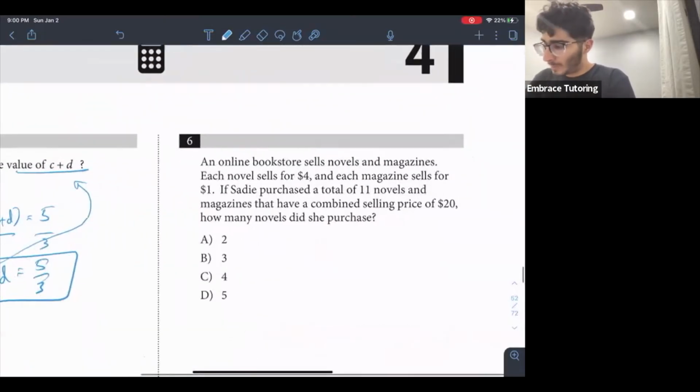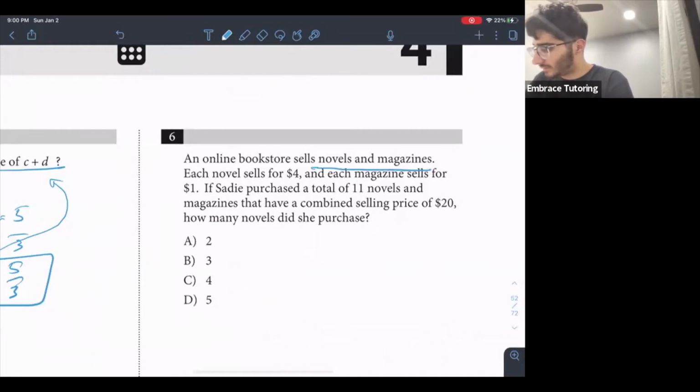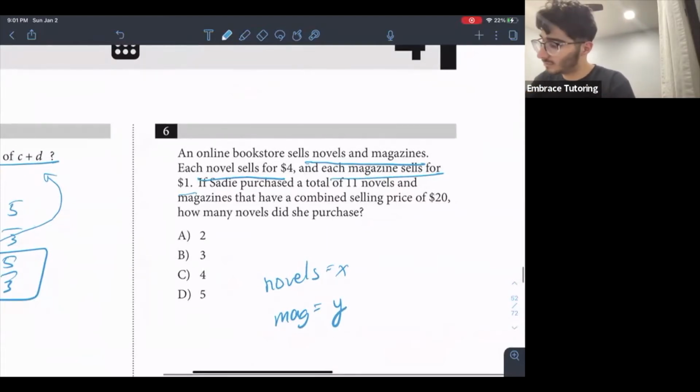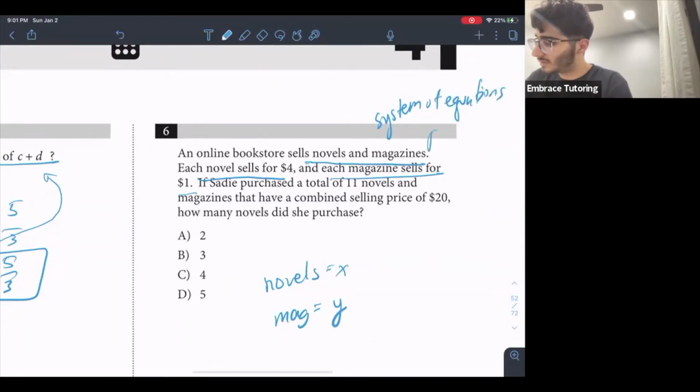Question 6. An online bookstore sells novels and magazines. Each novel sells for $4, so we can assign novels as X. And each magazine sells for $1, magazines Y. If they give you two or three parts, then you can assign variables, and it was most likely going to be a system of equations problem. But let's keep reading.